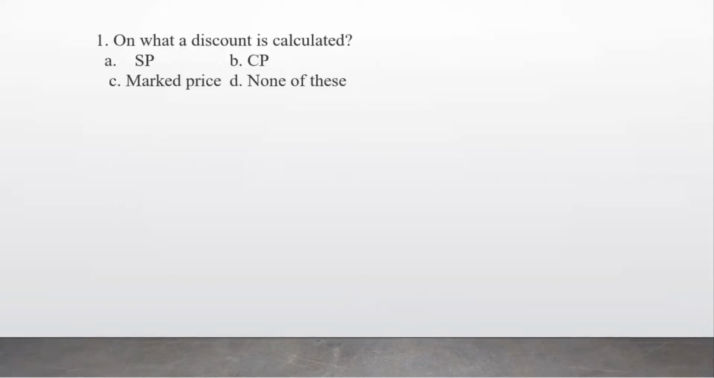On what is a discount calculated? Discount is always calculated on the price which is listed on the item, and this listed price is called the marked price, which we call MP also. So discount is always calculated on the price which is marked on an item.